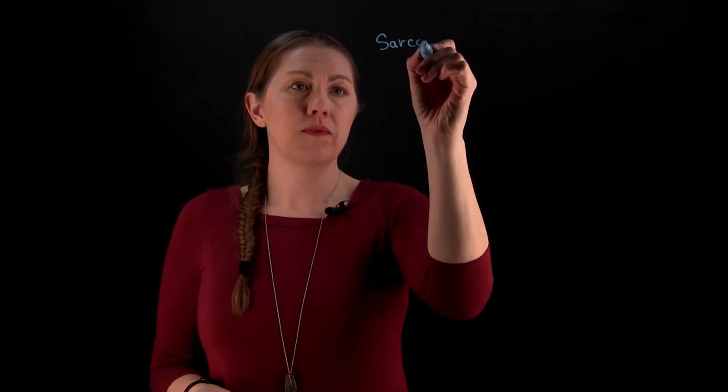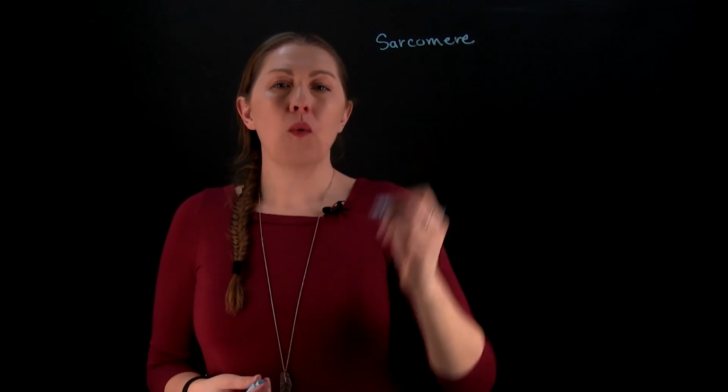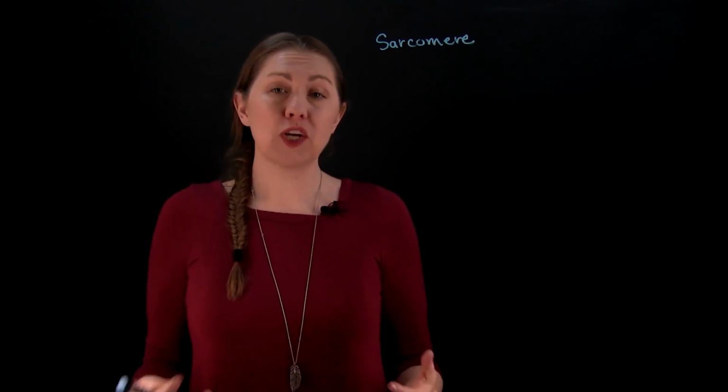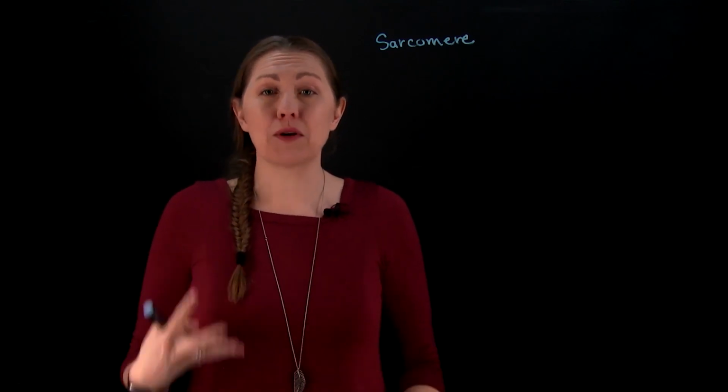Okay, in this video, we're going to take a look at a sarcomere. So a sarcomere is the functional unit of a muscle. What does it mean to be a functional unit? It means it's the smallest thing that actually does the job of the system. So the job of the muscular system is to contract to produce movement.